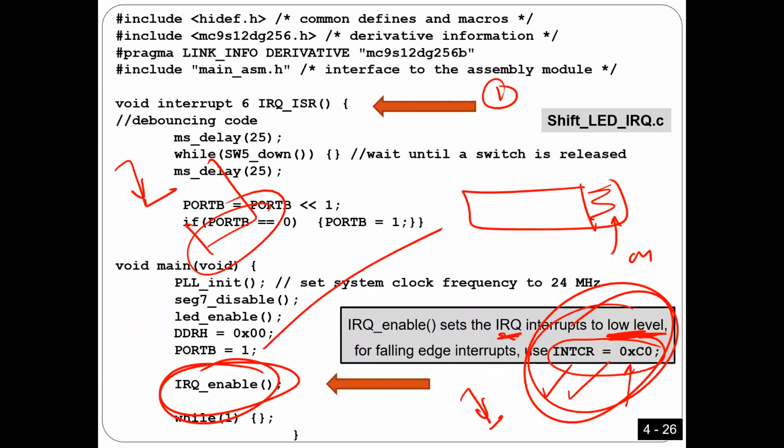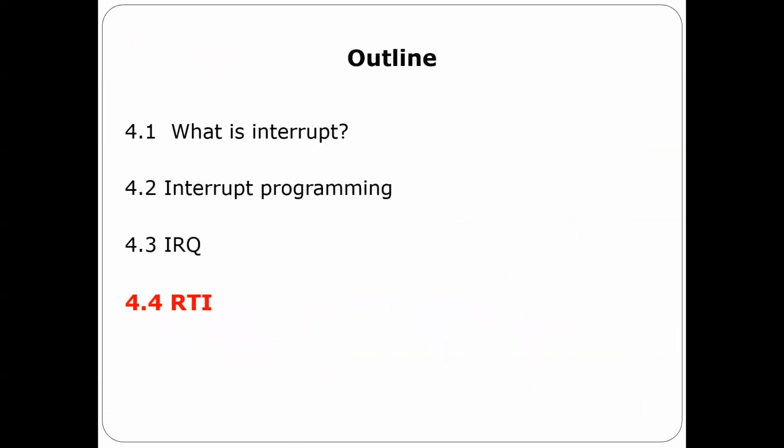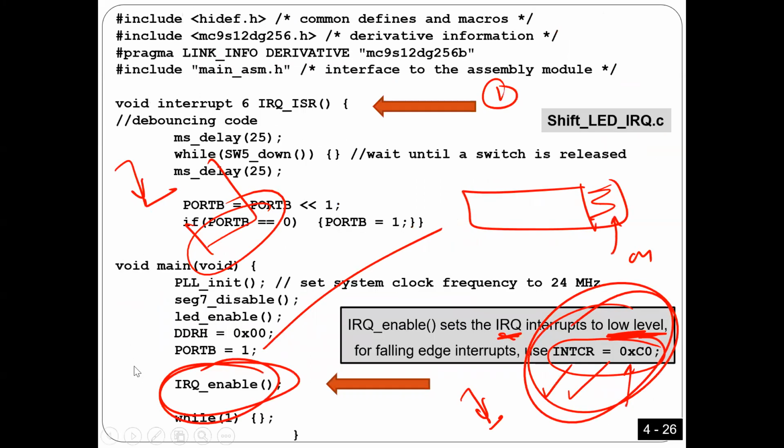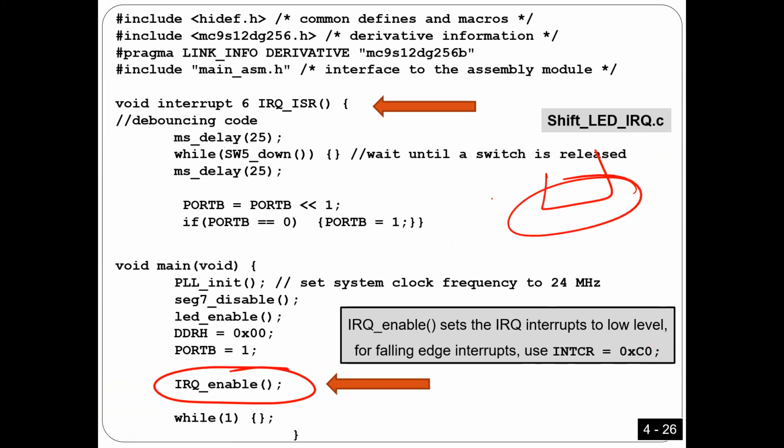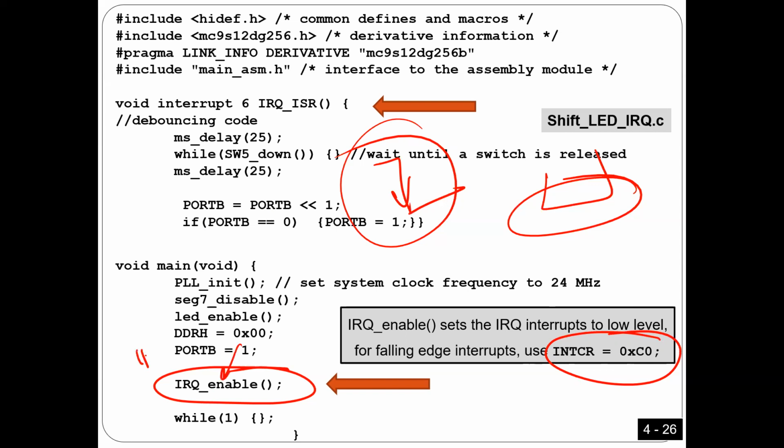Very simple. So let me make it very simple. What I'm saying, guys, is that if you use this one, you actually program it at low level. If you want to program it at falling edge, you can try this one. If it still doesn't work, all you have to do is go inside this function and change it from 40 to C0, and it should be okay.